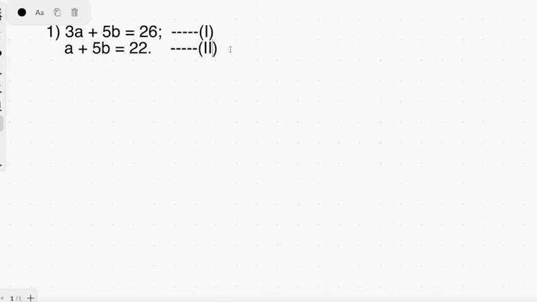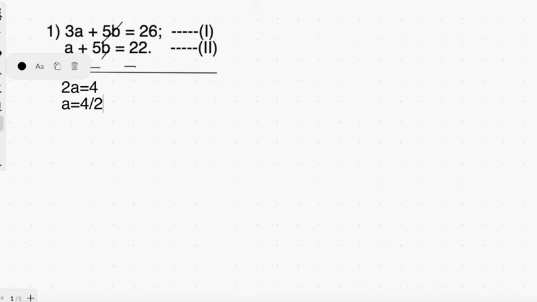If we look closely at the expressions, I have to get the variable in one form, right? Either that can be a or b. We see we have 5b which is common in equation 1 and 2. So I'll do a subtraction, equation 1 minus equation 2. So 5b will go, and I'll get 2a is equal to 26 minus 22, which is equal to 4, correct? To derive the a value, I have to divide both sides by 2. So a is equal to 4 divided by 2, which is equal to 2, correct?